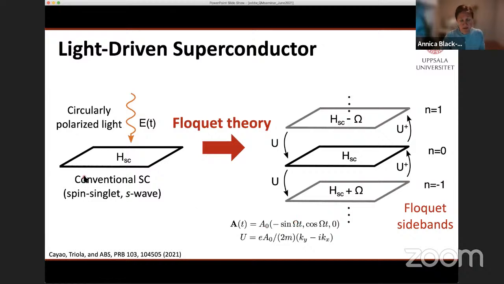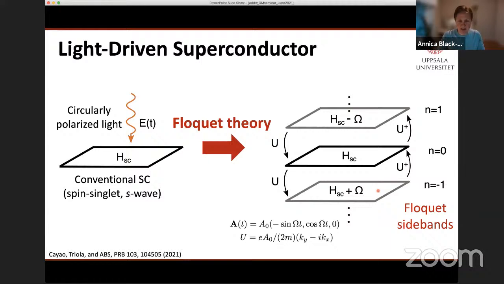And it turns out you can model this system with a system that doesn't depend on time, but the price you pay is that you get copies of your system. So this is the original copy, and then you have what could be called Floquet sidebands, where you have the same Hamiltonian, but shifted by the drive frequency. And all the systems are coupled by this operator U here that you see, which depends on the amplitude of the field. And this factor here is because it's circular polarized light, but it could also have other forms if it's linear polarized. So here you might again see where I'm going. I get multiple bands in the system, but they're entirely generated by light here. They are not there if I don't drive the system.